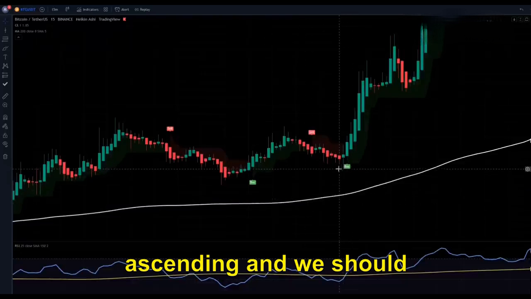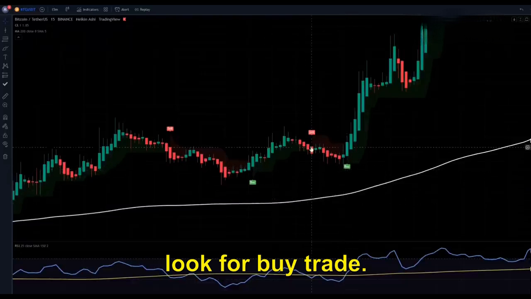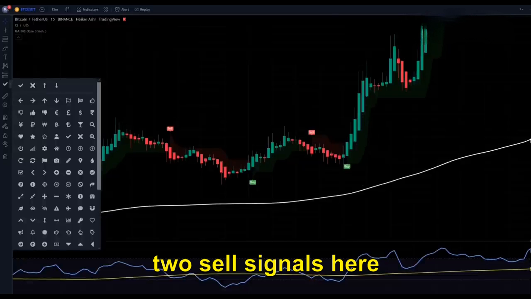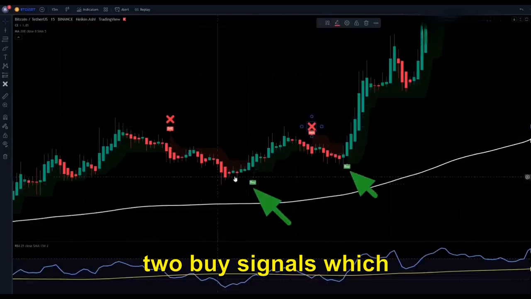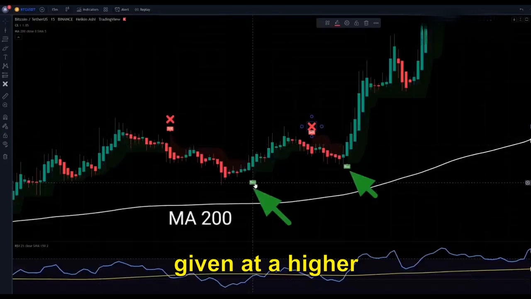Okay guys, whenever the candlesticks move at a higher position than the moving 200 line, we can get that the momentum is ascending and we should look for buy trades. For example, there are 2 sell signals here which are completely invalid. But over here, there are 2 buy signals which are approved because they both have been given at a higher position than the moving line.